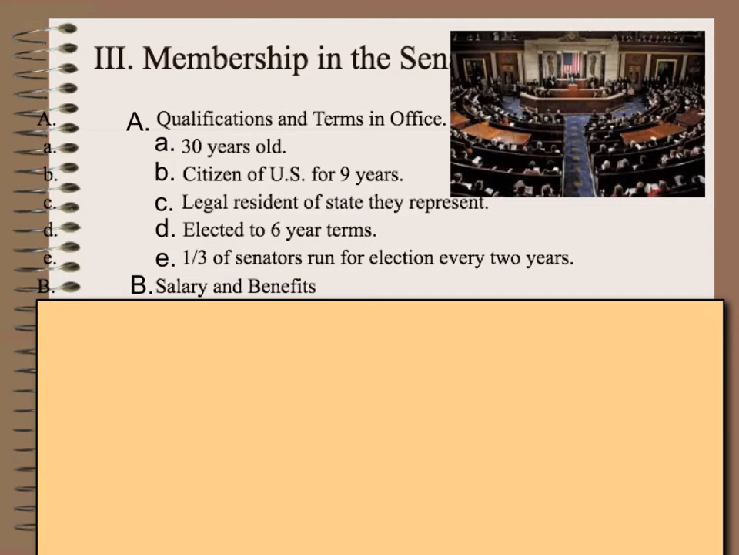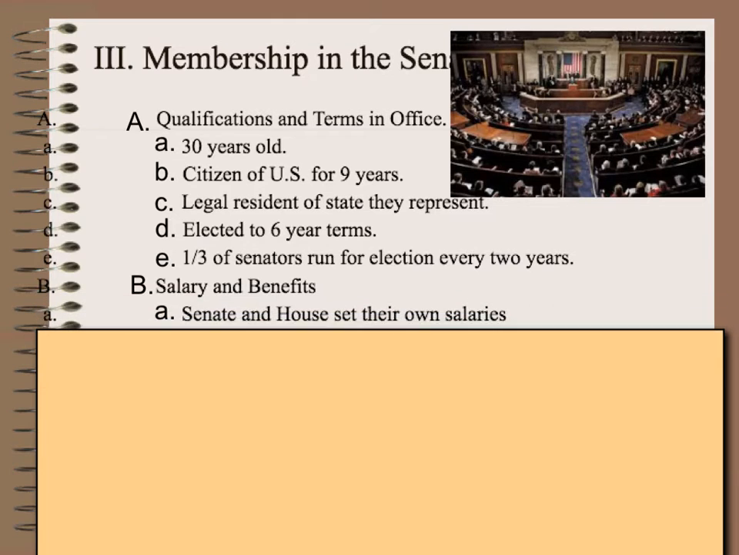Salary and benefits. So let's talk about the perks that come with the job. The Senate and House set their own salaries. Man, I wish I had a job where I could set my own salary. But evidently, it's got to be approved by Congress. But if Congress is going to raise their pay, how often are they going to veto that or not let that pass through Congress?